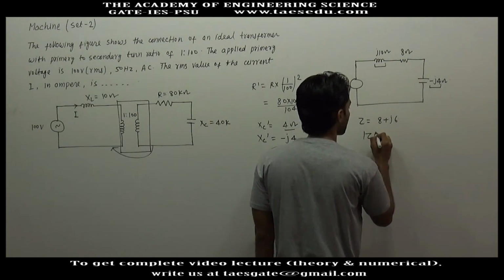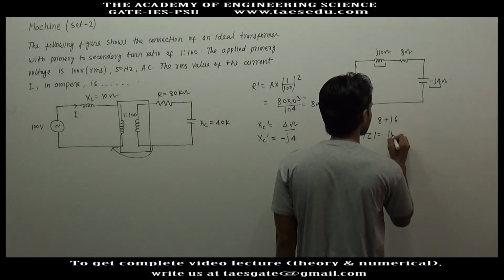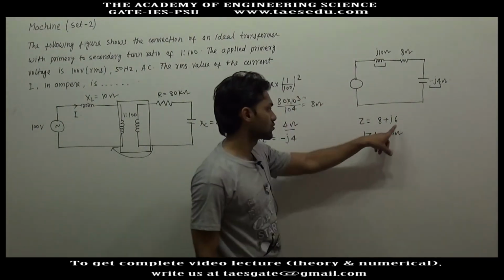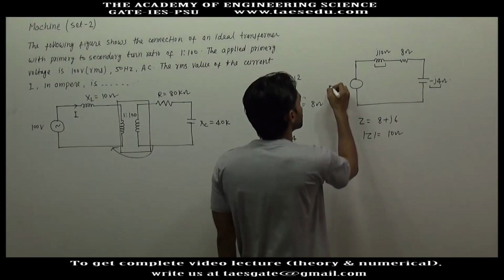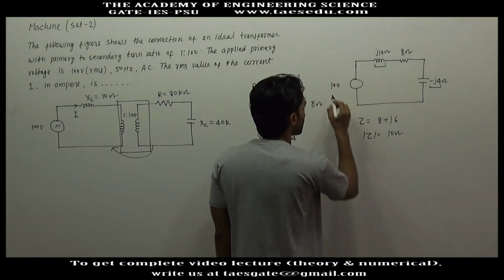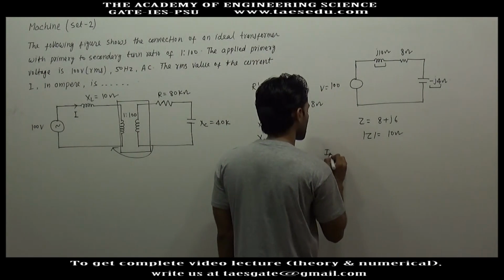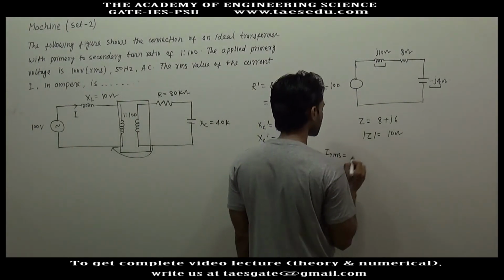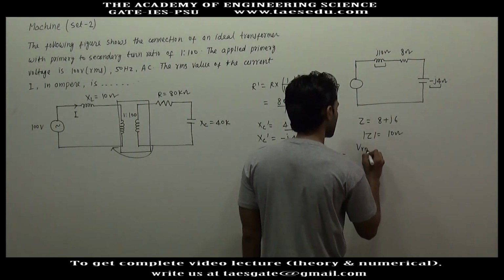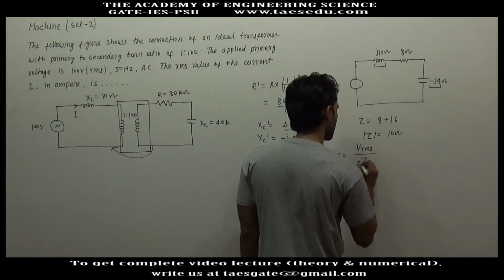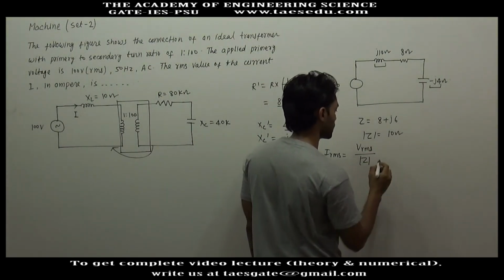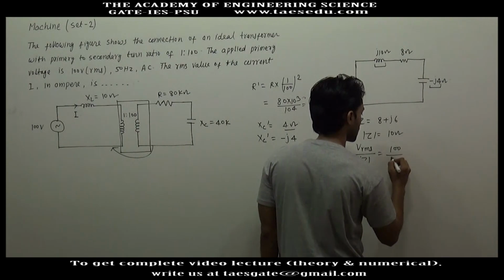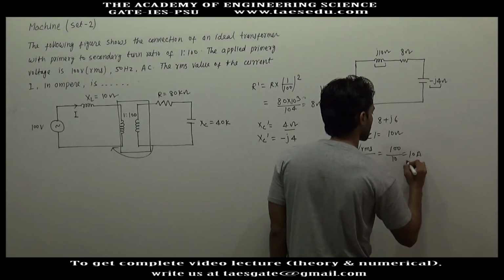So the magnitude of impedance will be 10 ohm, root under 8 square plus 6 square. This voltage is 100 RMS. So RMS current will be RMS voltage divided by magnitude of Z. This is 100 divided by 10 ampere.